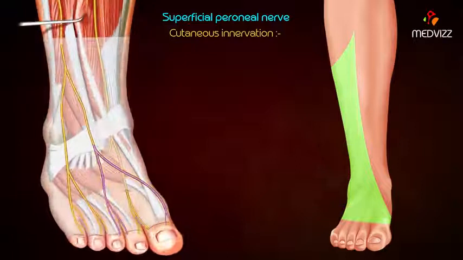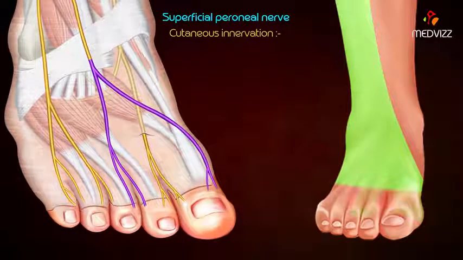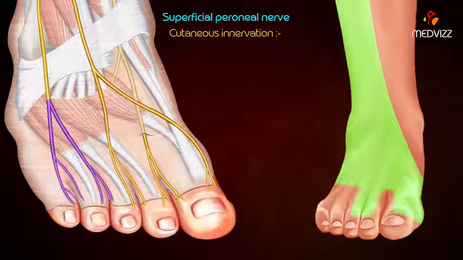And the medial terminal branch of the superficial peroneal nerve supplies the medial side of the big toe as well as the second interdigital cleft. And the lateral terminal branch of the superficial peroneal nerve supplies the third as well as fourth interdigital cleft.